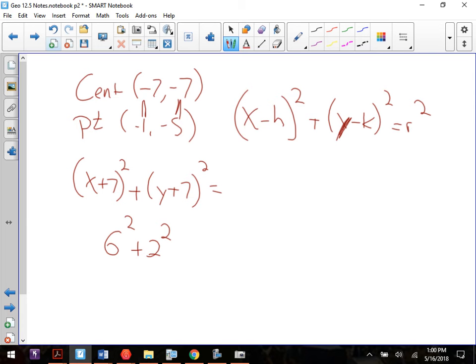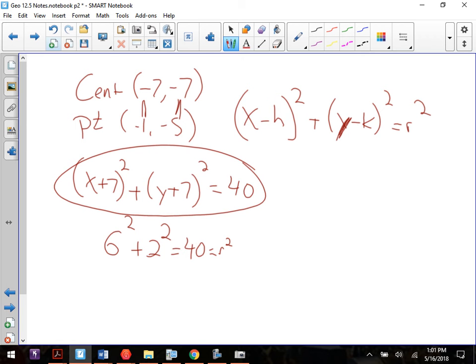That's the distance formula. That's how you find how far apart two values are. Well, the x values are 6 apart, the y values are 2 apart. 6 squared plus 2 squared is 40. And that's your r squared. There's your answer. Because the term of the formula is r squared.